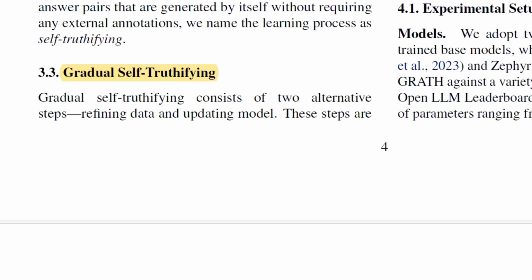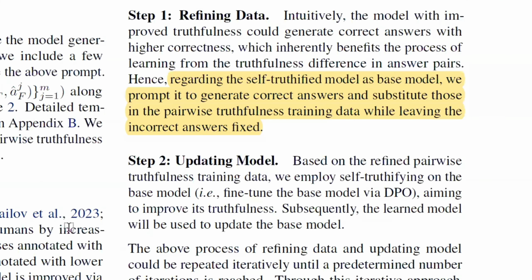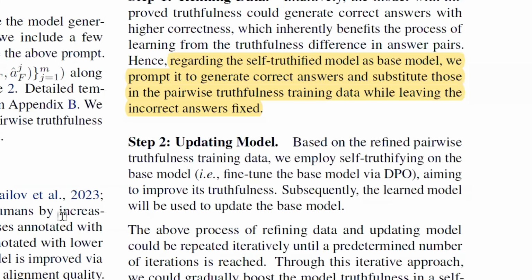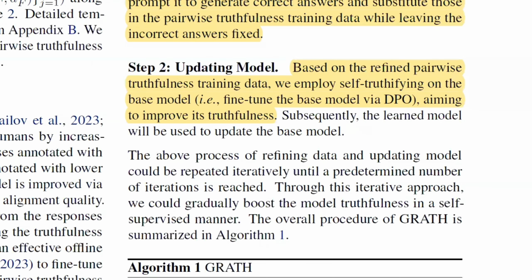Third, gradual self-truthifying. Regarding the self-truthified model as the base model, we prompt it to generate correct answers and substitute those in the pairwise truthfulness training data while leaving the incorrect answers fixed. Based on the refined pairwise truthfulness training data, we employ self-truthifying on the base model, i.e. fine-tune the base model via DPO, aiming to improve its truthfulness.